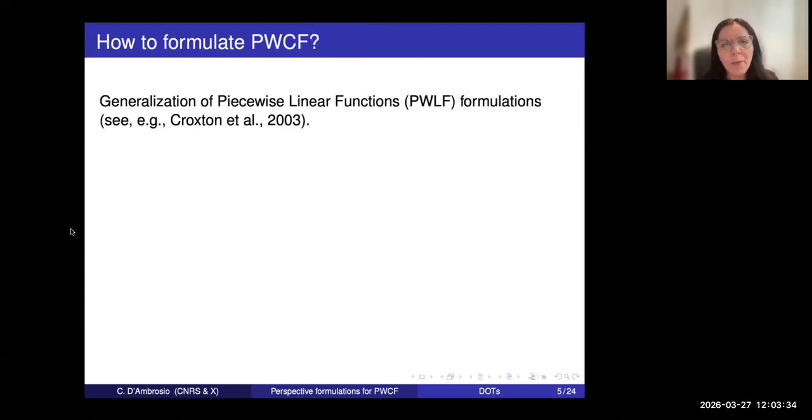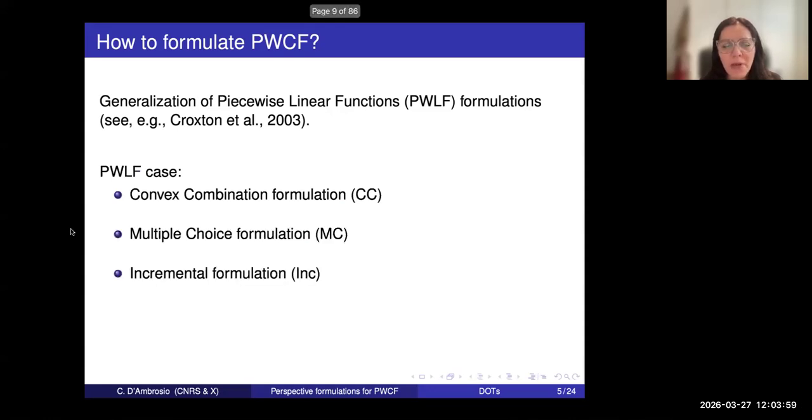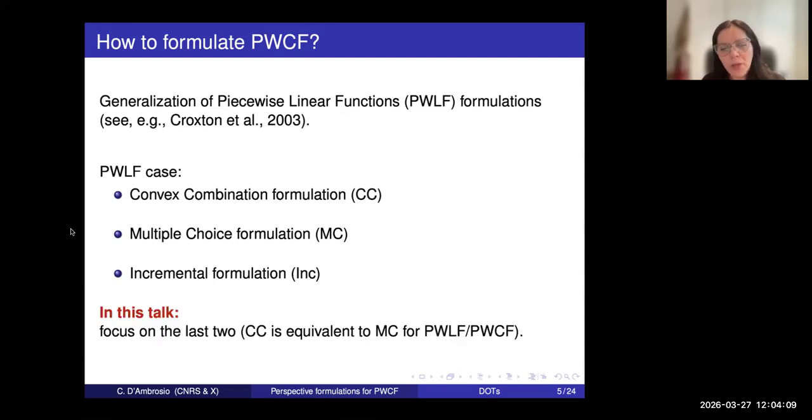First of all, one of the classic papers in which a comparison between piecewise linear function formulations is introduced is this paper that I cite here by Croxton and co-authors, dated 2003. There are several potential formulations. I will mention the convex combination formulation, multiple choice, and incremental formulation. Today, I'm going to focus on the last two, because we know from previous results that convex combination is equivalent to multiple choice in the case of piecewise linear and convex functions.